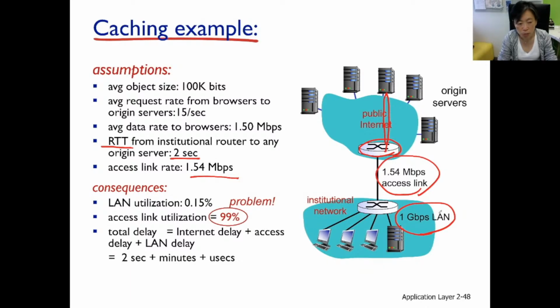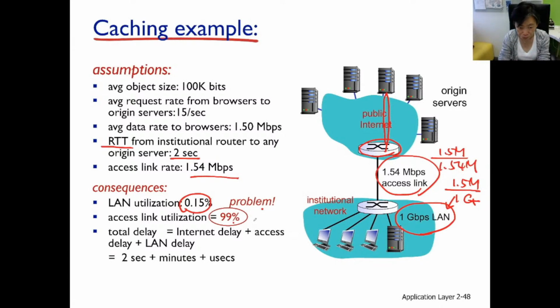Now with these, we will be able to calculate the local area network's utilization. 1.5 meg divided by 1 gig, that's 0.15%. But here, 1.5 meg divided by 1.54 meg, that's very close to 99%. And that is a problem, if you recall. There's this component called queuing delay in the internet nodal delay. For transmission over a hop, there are 4 components: processing delay, queuing delay, transmission delay, and propagation delay.